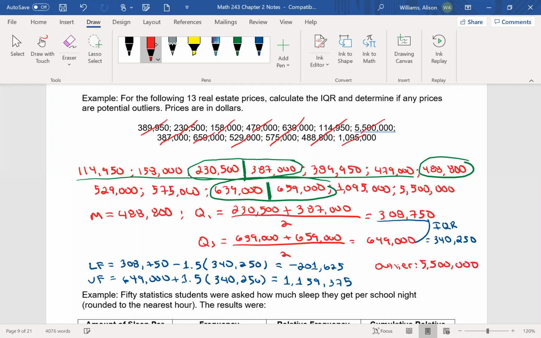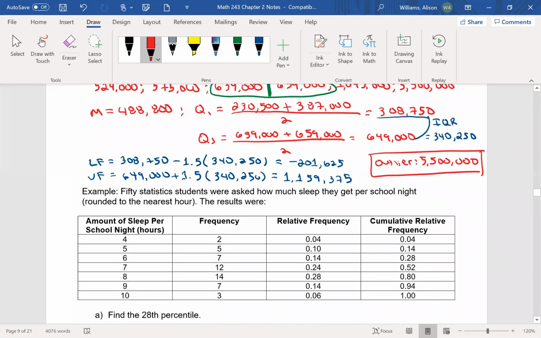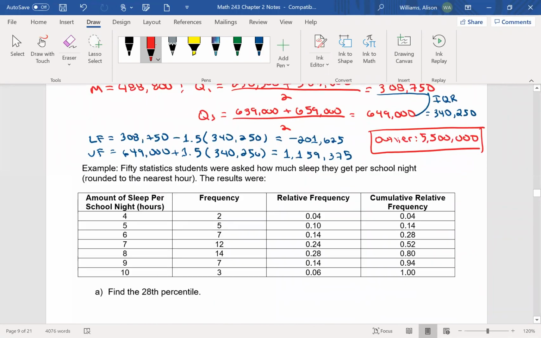5,500,000 is an outlier. All right, cool. Squeezed it all in. Let's look at the next example here. For this one, they have given us data and they've given us the relative frequency.